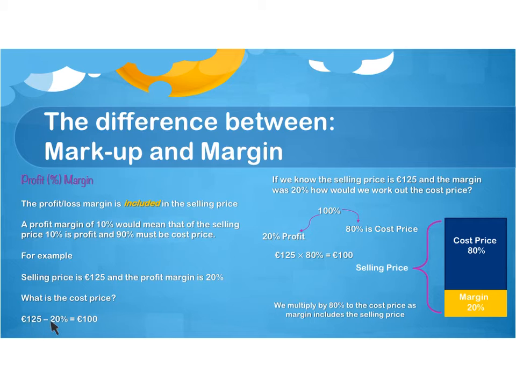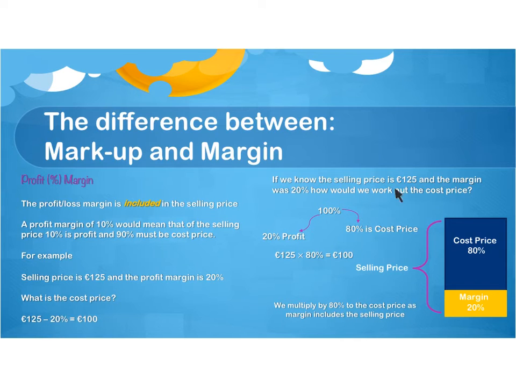Well, basically we need to find 20% and take it away from 125. So we get €100. Now, that means that basically the cost price isn't 100%, it's 80%. Okay, so we find 20% of the selling price and we subtract it, or you can multiply by 80%.